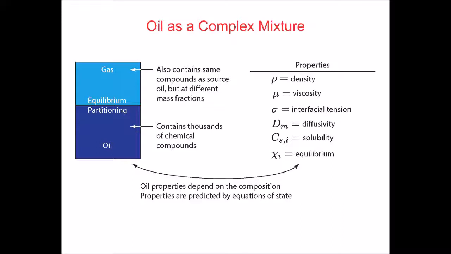So the types of properties we might need to know about these two fluids are their density and their viscosity. The density controls how fast they might rise through the water column. The viscosity controls how turbulence can cause them to break into smaller particles or mix with the water. The interfacial surface tension will help control what size oil droplets and gas bubbles can be formed. Lower surface tension will form smaller droplets than a higher surface tension.